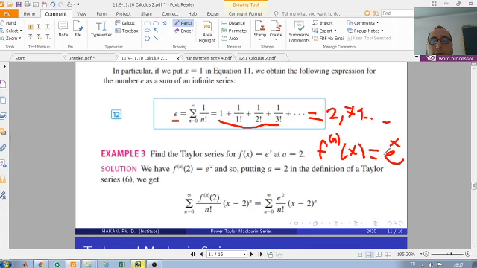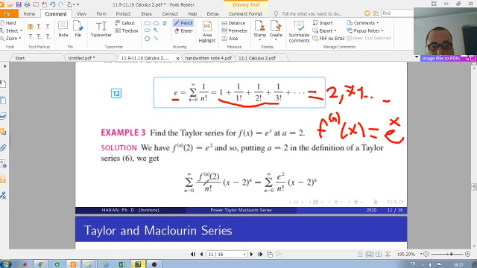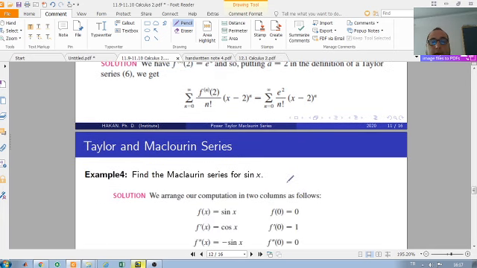So we find the Taylor series expansion at a is equal to 2, writing 2 for x, we obtain e squared. And so writing a is equal to 2 in the definition of a Taylor series, we obtain the nth derivative of f at a over n factorial, times x minus a, which is x minus 2, to the power n, and we know the nth derivative of f at a is equal to e squared from here. Therefore we have e squared over n factorial times x minus 2 to the power n.